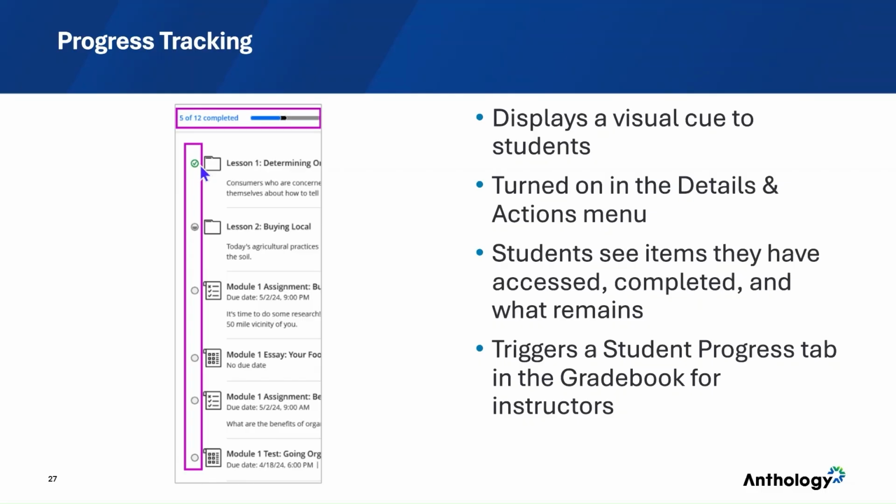In this case, the progress indicators will have different stages or statuses. If you find an empty circle here, that means that the item hasn't been accessed by the student. If it's partially filled, like this one, that means that the item was opened. If there's a green check mark, the item was completed.